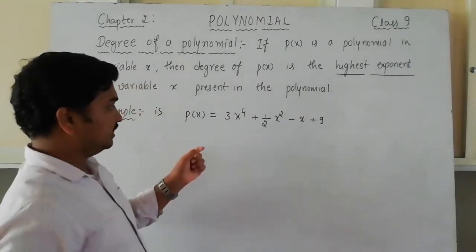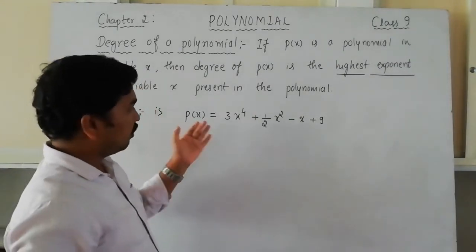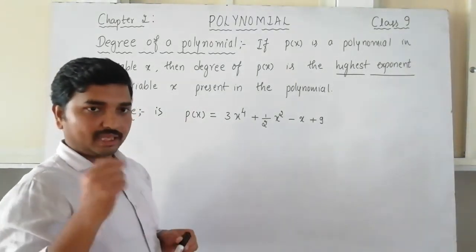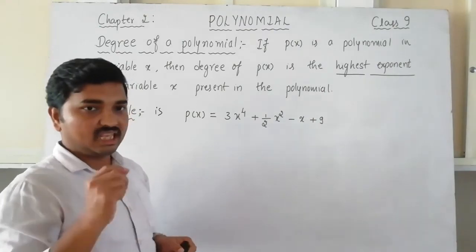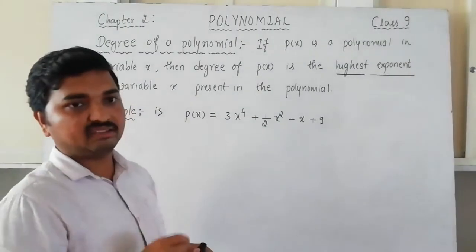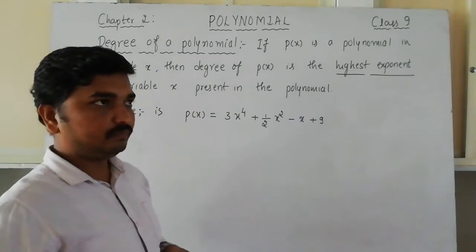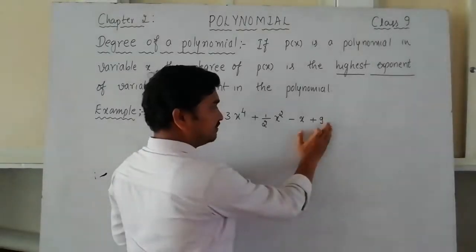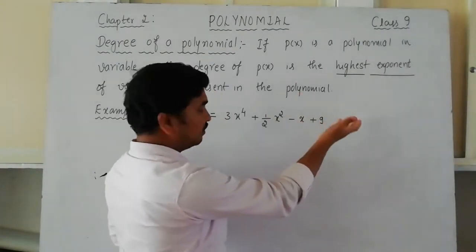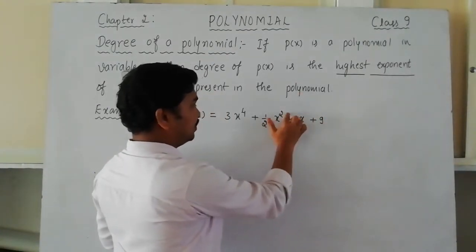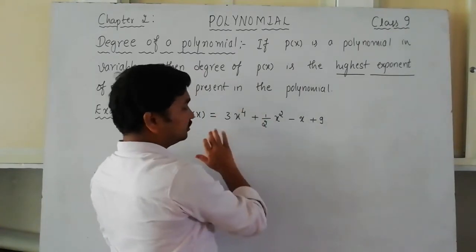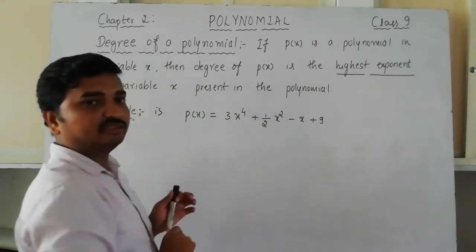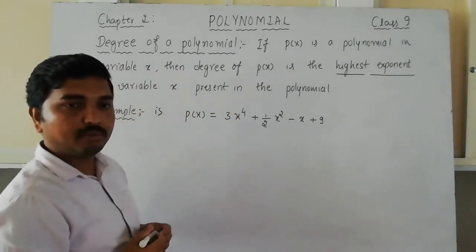Now look at this one. It's a polynomial; powers of x are always non-negative integers. Can anyone tell me what is the highest exponent of variable x in the given polynomial? 4 is the highest exponent. Here the variable is present in the constant term with power 0, x power 0. Here x power 1, here x power 2, here x power 4. So the greatest exponent is 4. That's why the degree of this polynomial is 4.